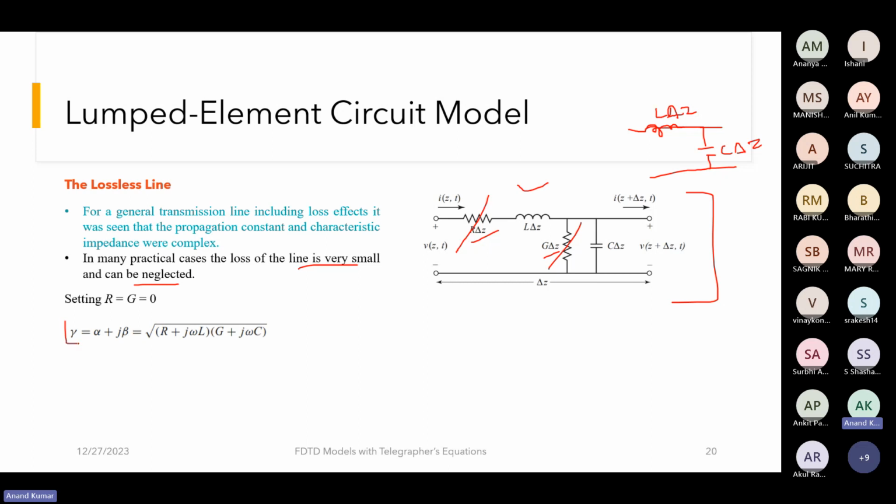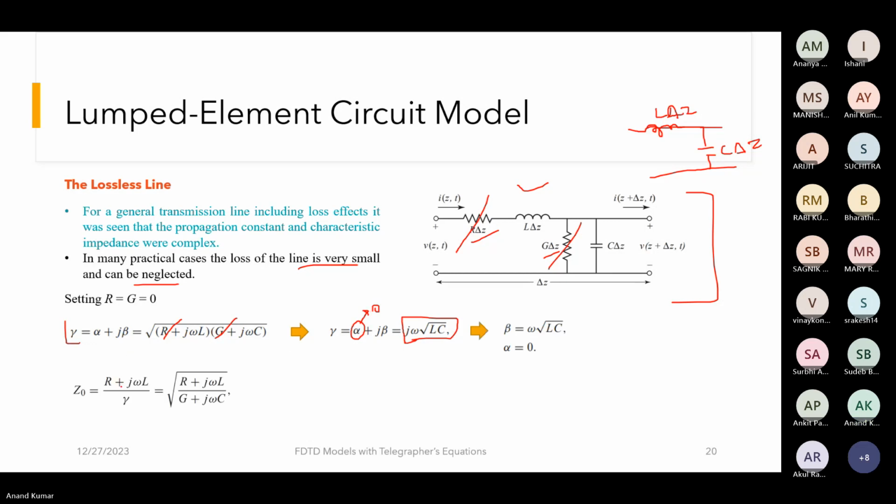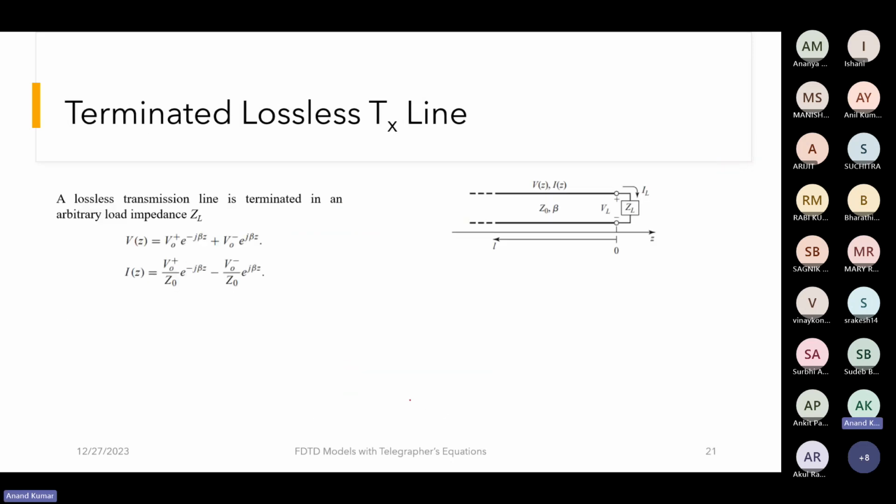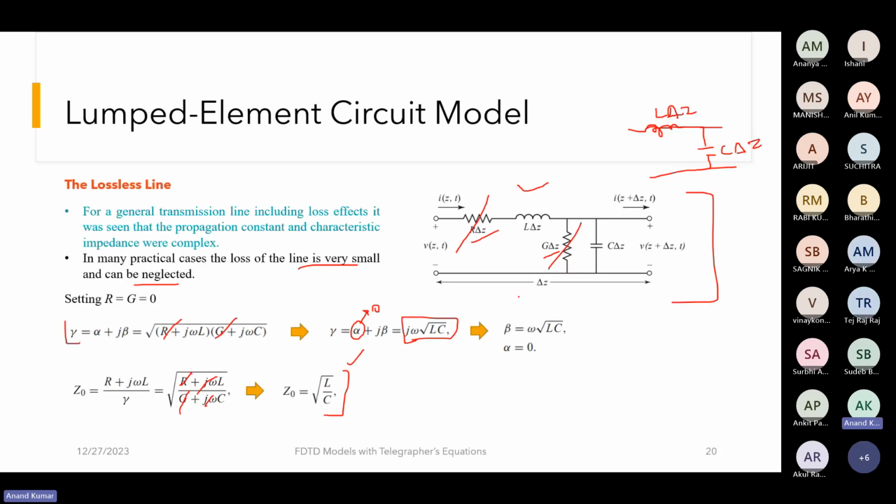And for the wave propagation constant, if we get rid of the R and G terms, this turns out to be j omega root LC, very small. We can easily remember this. And since this is imaginary, the attenuation constant becomes 0. Similarly for the characteristic impedance, we set the R and G terms to 0. These will cancel out, and this will turn out to be root over L by C. Easy to remember. So this is all about the lossless transmission line.